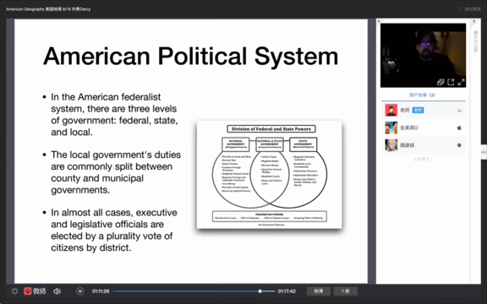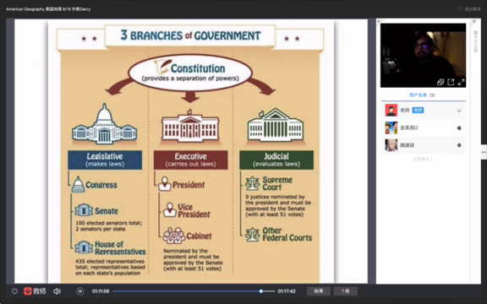So in the American Federalist system, there are three levels of government: federal, which is nation state, and then local, municipal, city. The local government's duties are commonly split between county and municipal. If it's not a city, it's a county. In almost all cases, executive and legislative officials are elected by a plurality of vote of citizens by district.